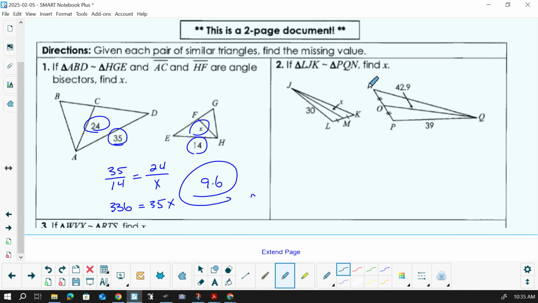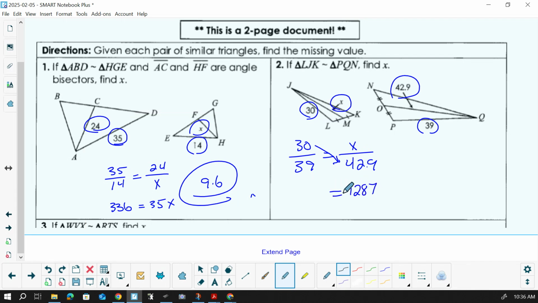Okay, next question. Similar, this is medians, and doesn't matter. 30 goes with the 39. The x then goes with the 42.9. Okay, so then we'll cross multiply, and we get 30 times 42.9 is going to be 1,287. x times the 39, 39x. And then we divide both sides by 39, and we get x equals 33.